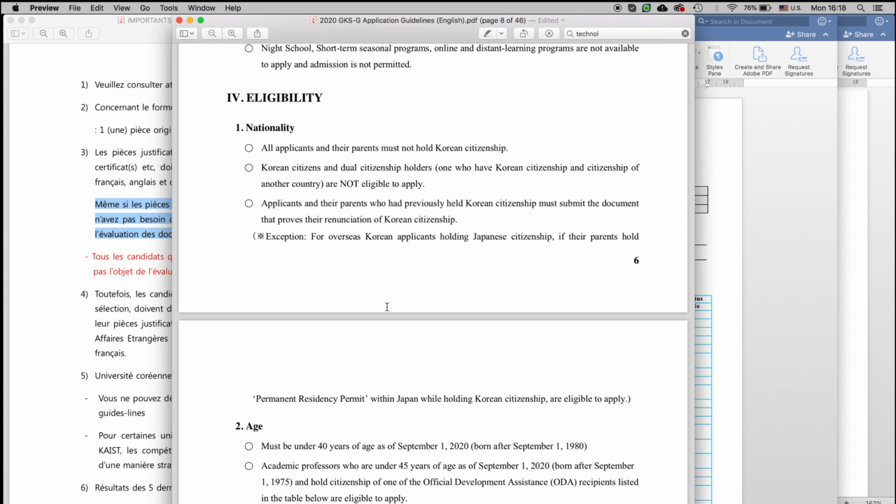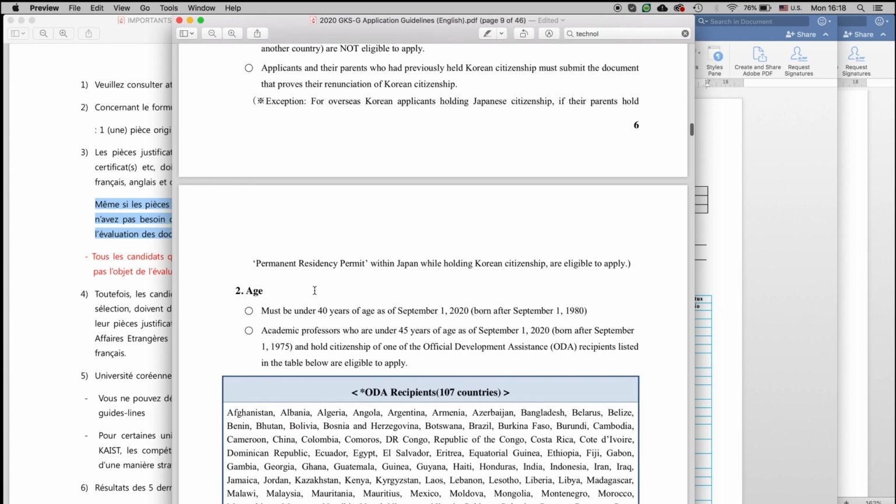The first one is about your nationality. Good news is that this scholarship is open to all nationalities. That is the big table that you saw before, right? We have a full list of many countries, and we try to be a very open scholarship. And the next one is about the age, okay?